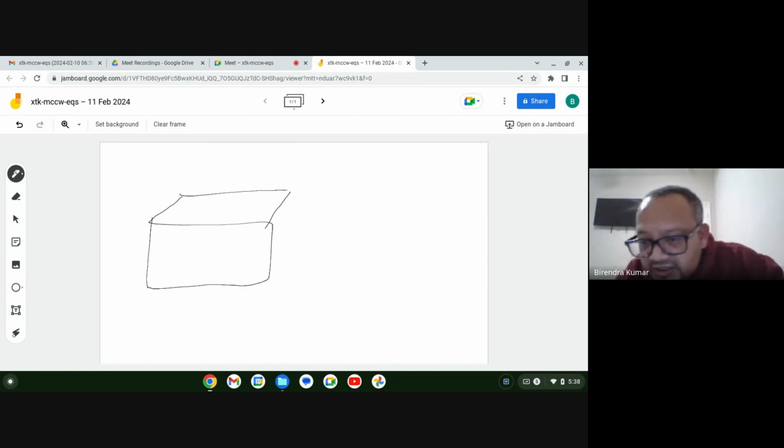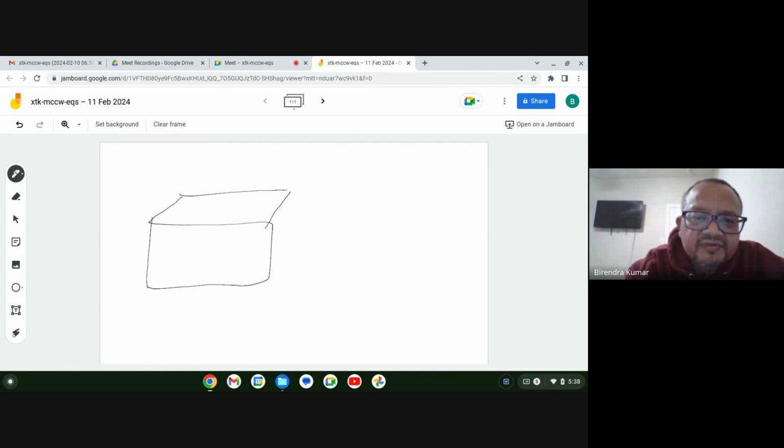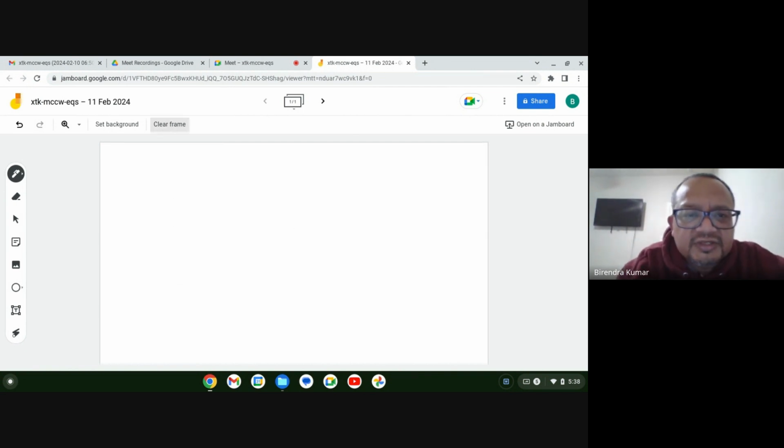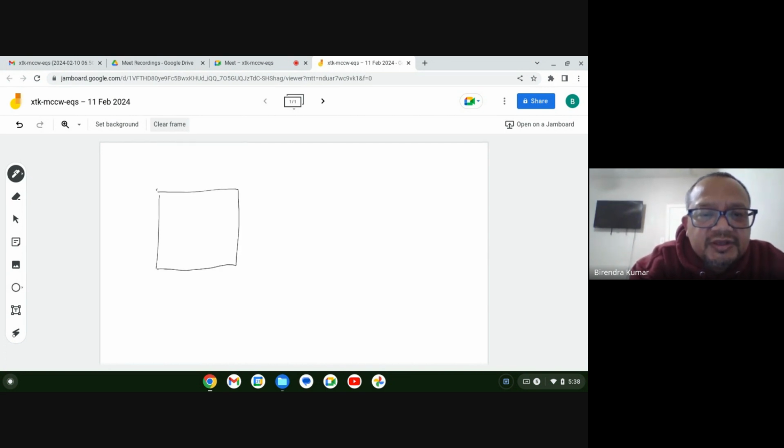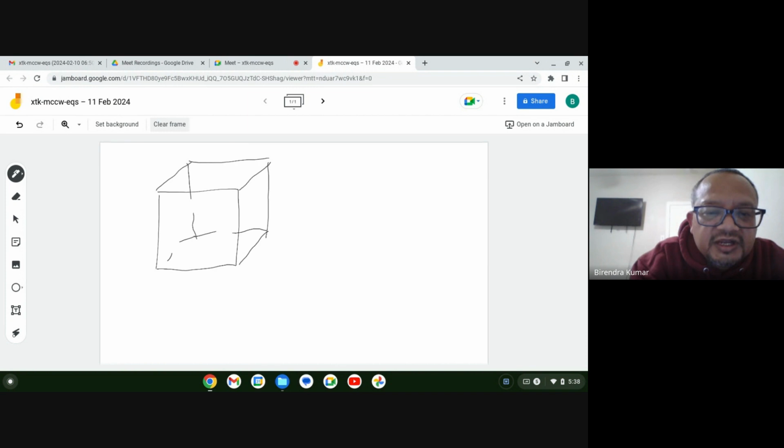I'm just thinking. Shall I? Okay, let's do the volume and surface area for a cube. That'll be fast and easy. I don't want to stress you guys by teaching so many things and then you end up forgetting it.